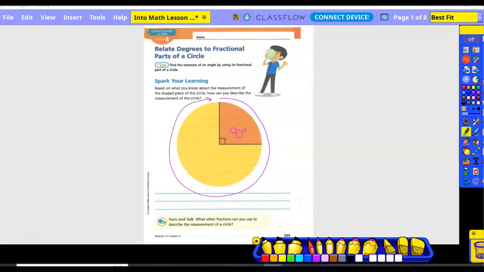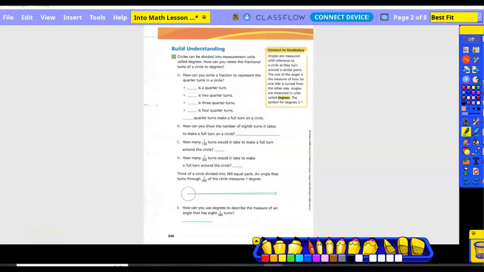How many sections can be in a circle? 4, right? So what is 4 times 90? 360. So 4 times 9 is 36, but you still have to add the 0, right? So all the way around that circle is what? 360 degrees. Build understanding number 1. Circles can be divided into measurement units called degrees. How can you relate the fractional terms of a circle to degrees?